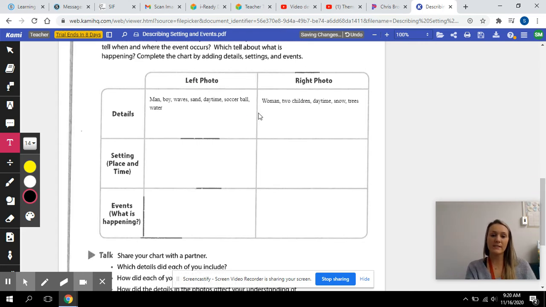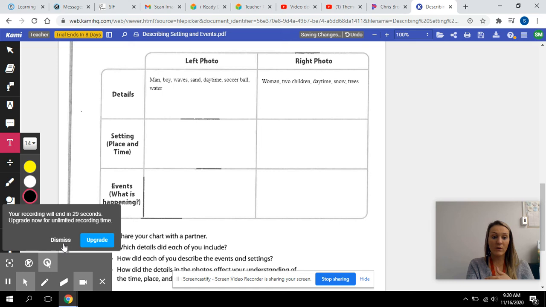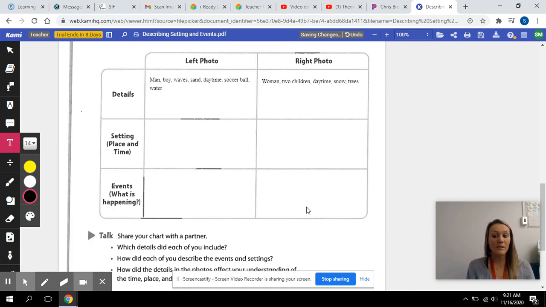So based on these details, I want you to fill out the setting and the events. So the setting, place and time, where are they at? Is it nighttime? Is it daytime? Okay, where are they? What time of day is it? Same thing with this one. Where are they? What time of day is it? Okay. And then lastly, you need to identify the events. What's happening in the picture? Okay. Who's in the picture? What are they doing? And then same with the right photo. Who's in the picture and what are they doing? Okay. These details are going to help you identify things.